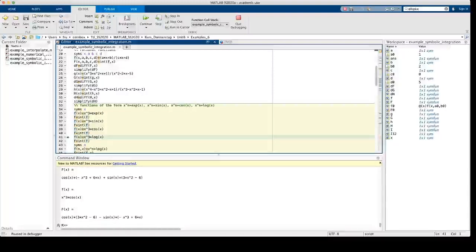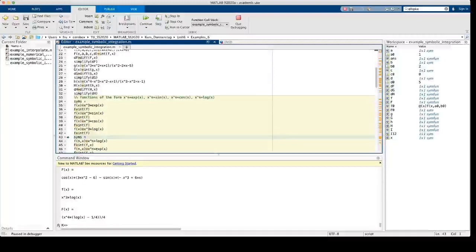Let's try the similar approach for a power of x times log x, where the power is an integer, a natural number. So we look at the example x to the power of 3 times log x. If we look for the antiderivative, we get the function capital F shown in the command window. It's expressible in powers of x and log x.